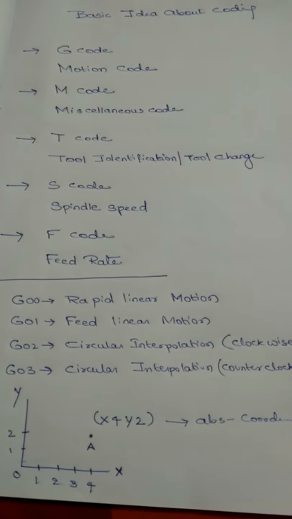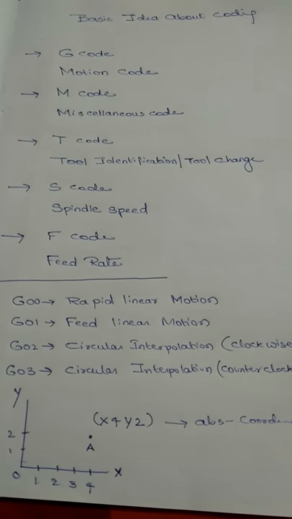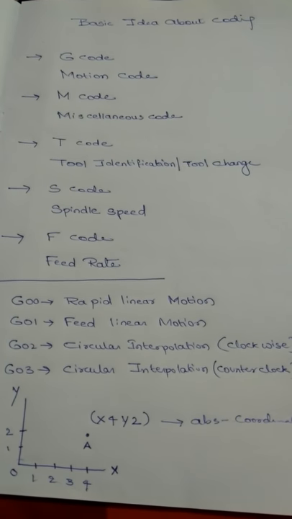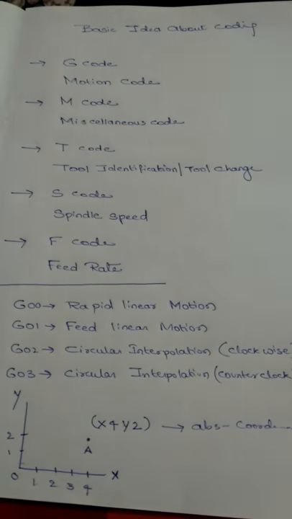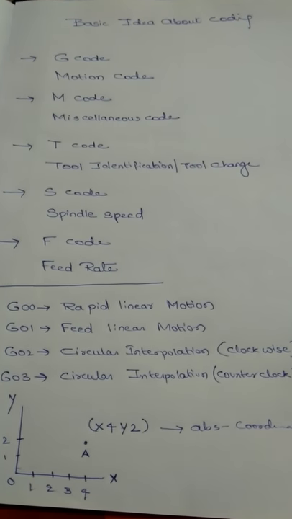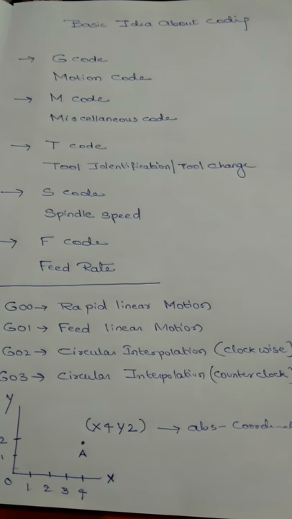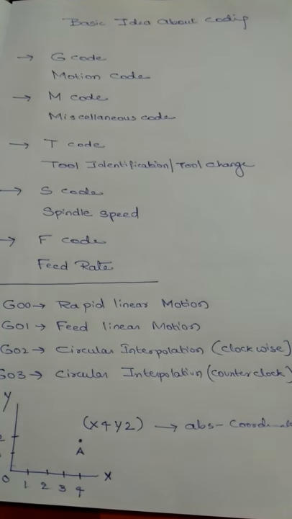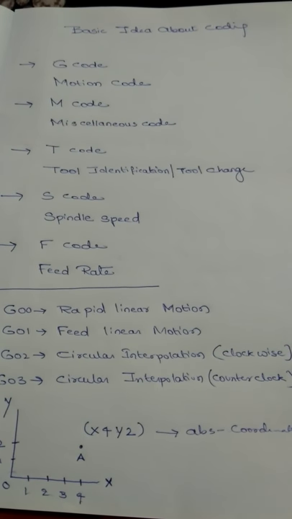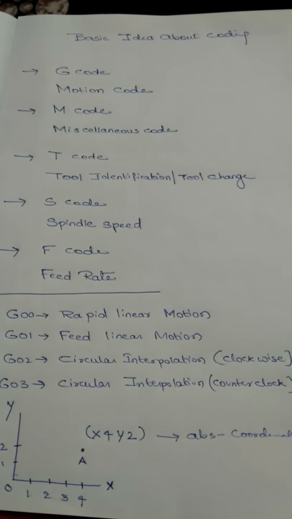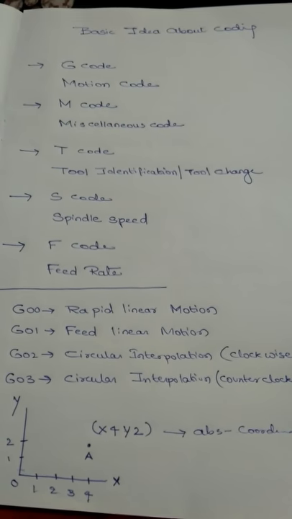Hello everybody, in this video we will be discussing the basic idea about coding and how to write part programming for a simple component. Starting with the G code, which represents the motion code, whether in linear or circular motion, in rapid or feed.